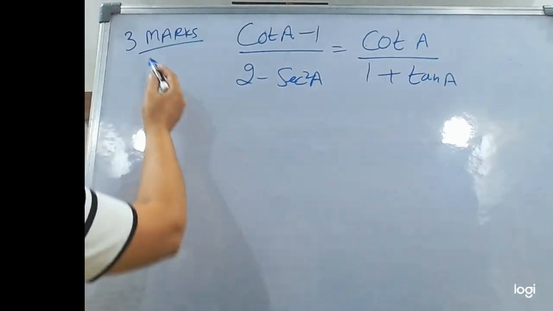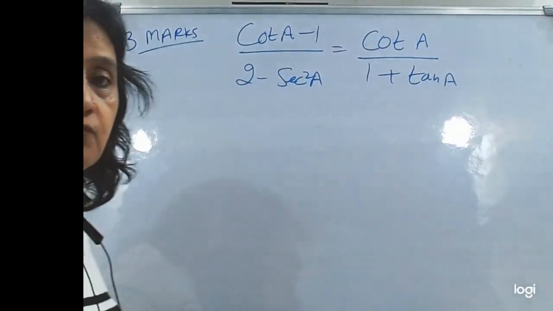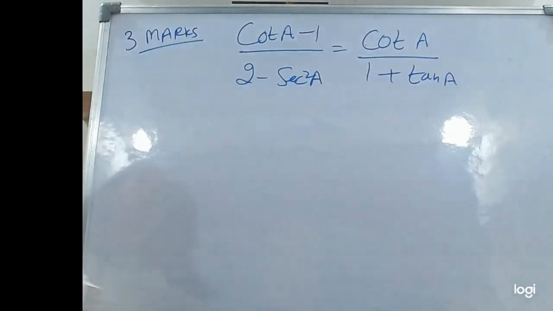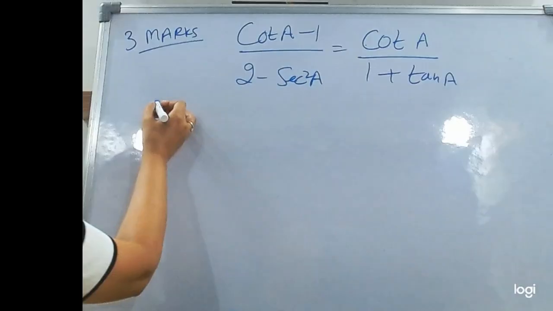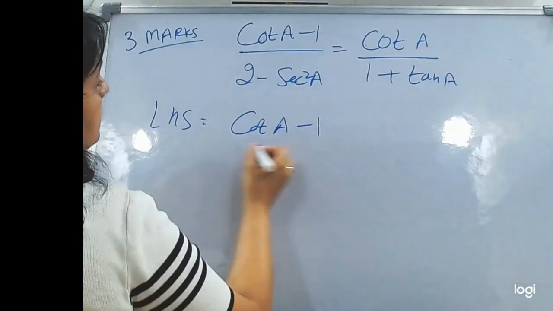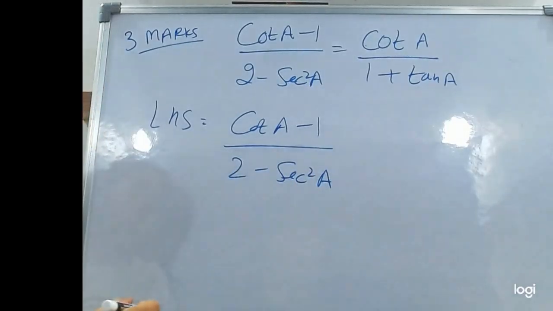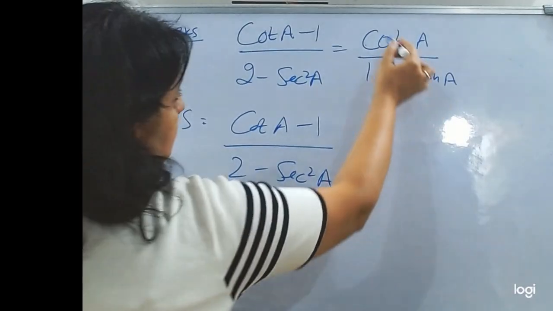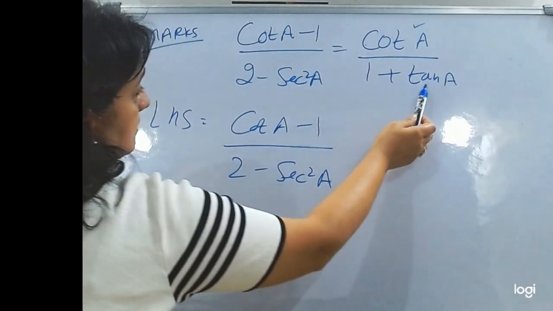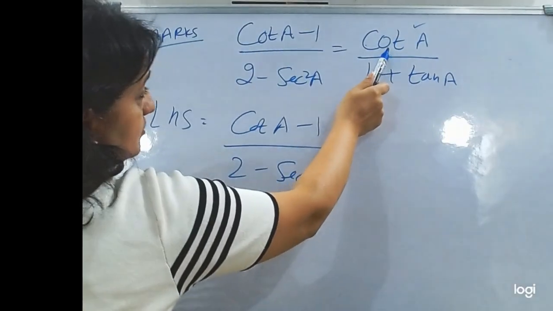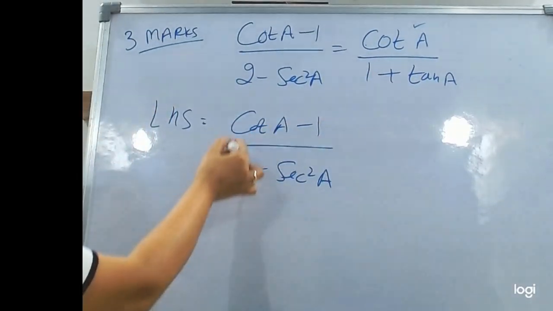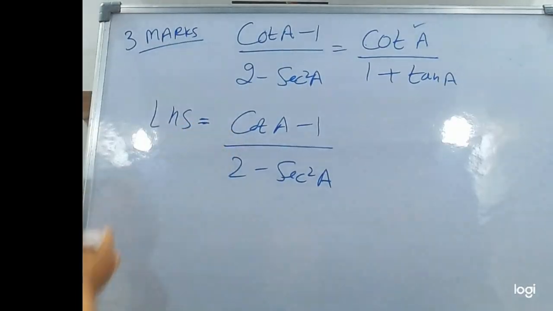Okay, so it is a 3 marks question for CBSE boards. Here we are going to solve it by the left hand side: cot A minus 1 by 2 minus sec square A. We can see that the right hand side has cot and tan. For this left hand side, what approach can I use?